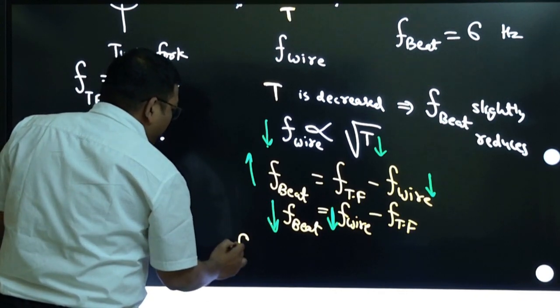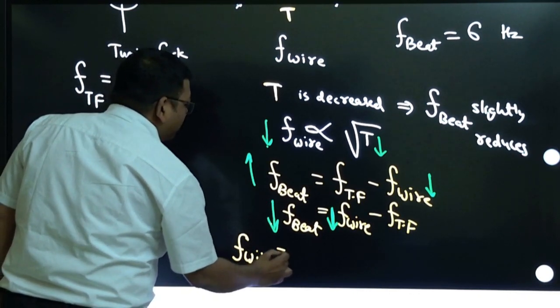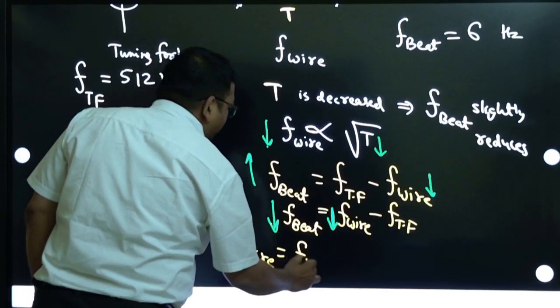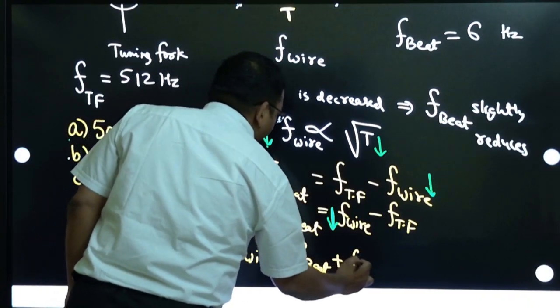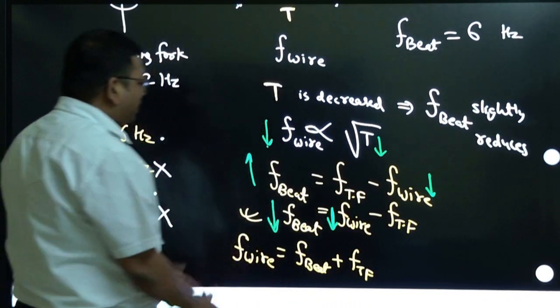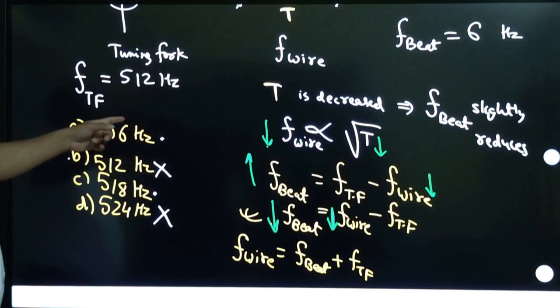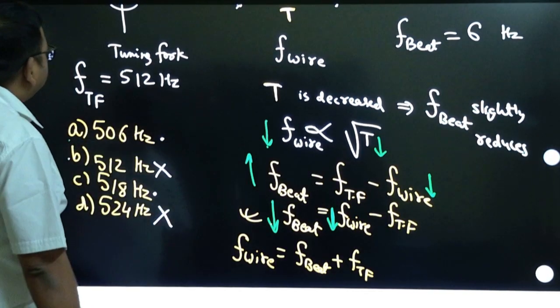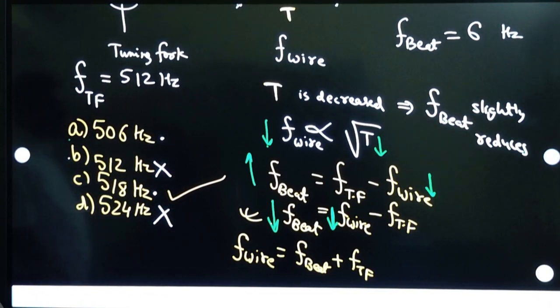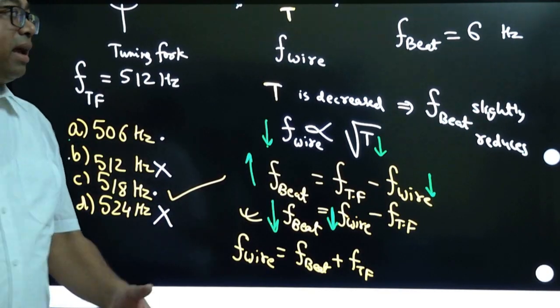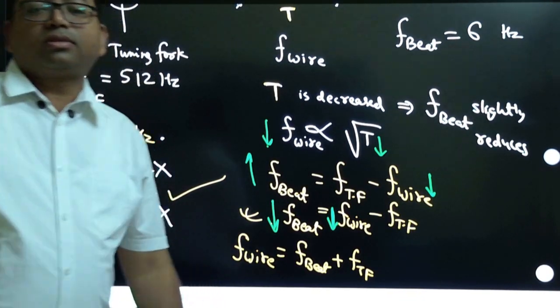Wire frequency will be equal to beat frequency plus tuning fork frequency. So we use this plus tuning fork, which means you have to add the beat. So 512 is there, plus 6, that means 518. So this is the correct answer. Clear? Like that you can solve questions from this.